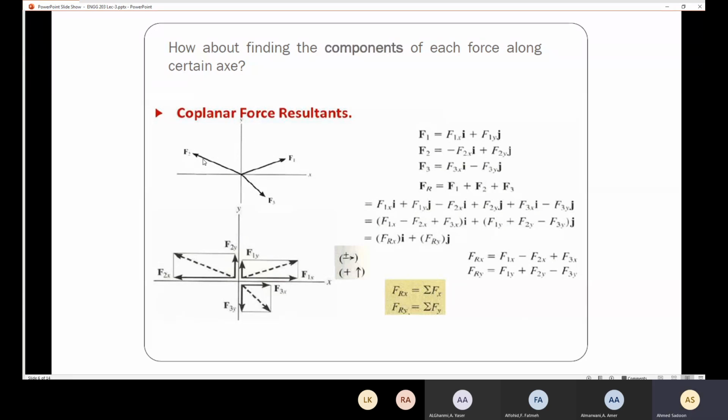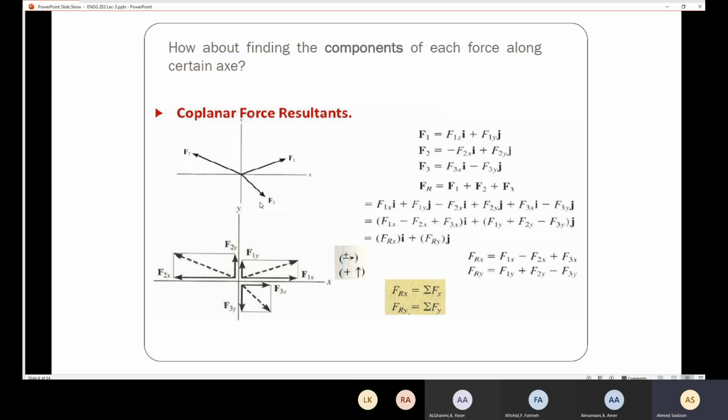And also I have F2 here. It's going to be decomposed into negative x and positive y. That is why F2 equals minus F2x i plus F2y j. Then what about F3? F3 is going to be represented by F3x, the component in x direction, which is positive, and by F3y, which is negative, because this one is in the negative direction.